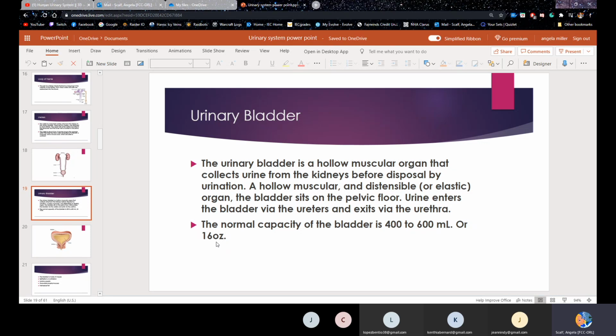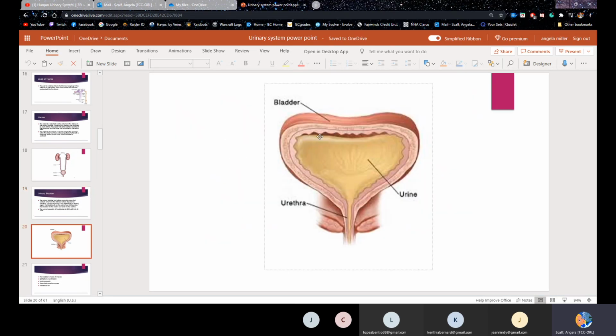Is your bladder going to be able to hold all that? No, it's crazy. It can only hold about 16 ounces. So when it gets full, there are nerves and sensors, and it tells our body it's time to dump. And then that's when it will leave, and we have a sphincter.